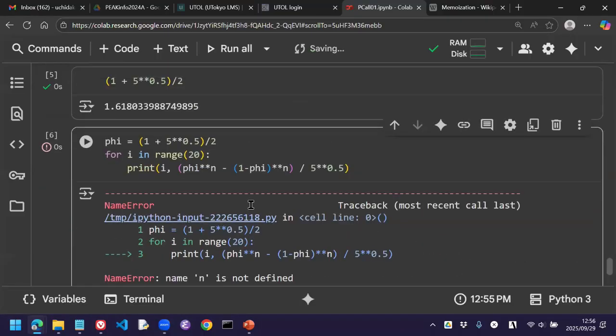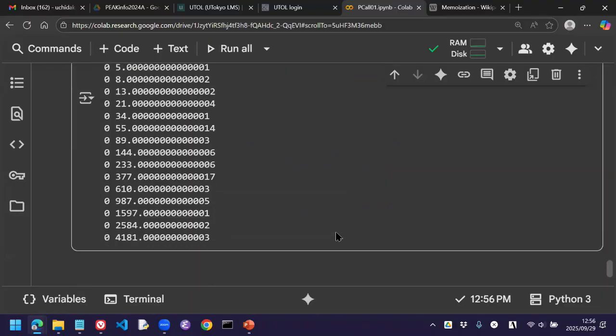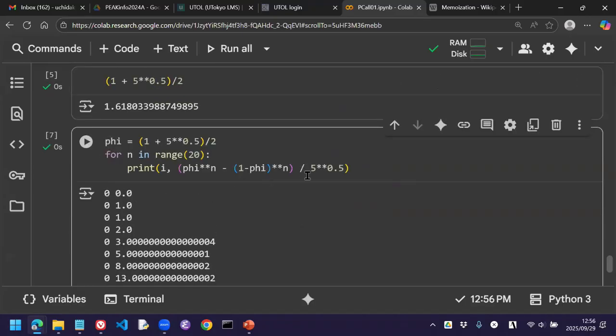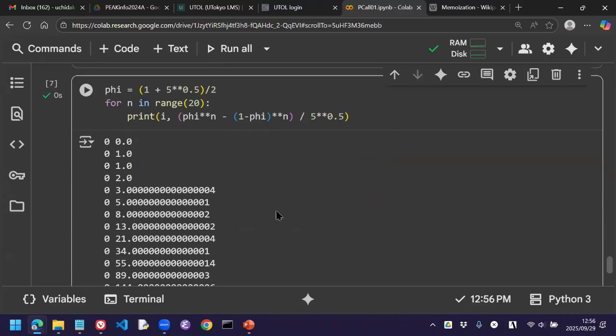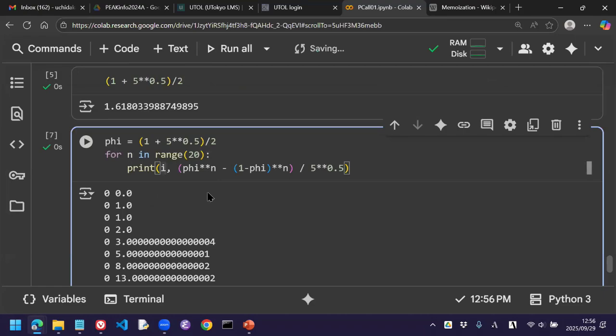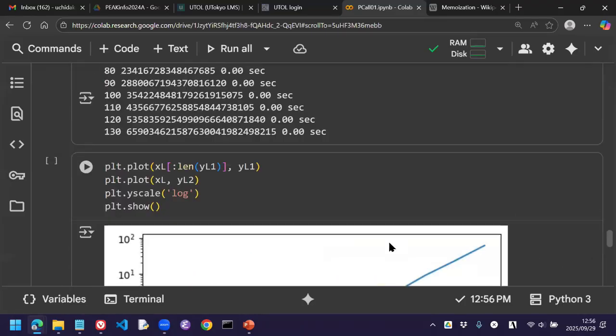n is not defined. Sorry, it's not i, it should be n. Okay, so it's a very close approximation of all these Fibonacci numbers: 0, 1, 1, 2, 3, 5, 8, 13, 21, 34, 55, 89. Yeah, there's some error because this is a numerical approximation. But as you can see, these numbers are very close to the correct Fibonacci numbers. Of course, I should write n here instead of i. Okay, the 19th is 4181, which is exactly what we got here.